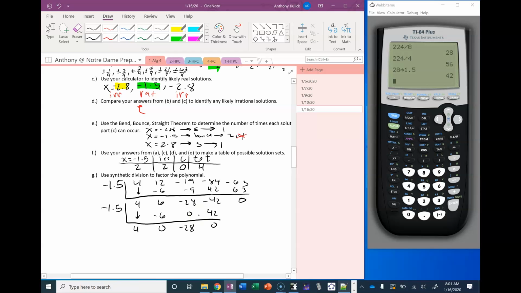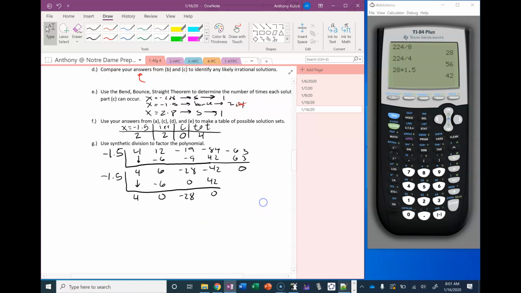And it did work again. So now let's look at what we have. Because negative 1.5 gives me a remainder of 0, that tells me that x plus 1.5 is a factor. And because it gives me another remainder of 0, I know it's a factor again. And then this stuff is my other factor.